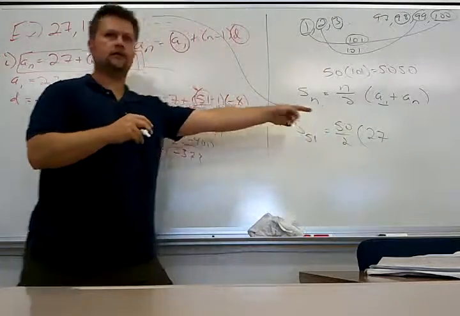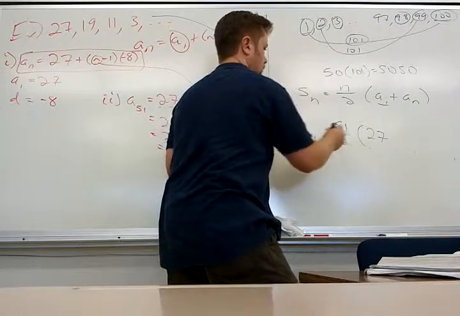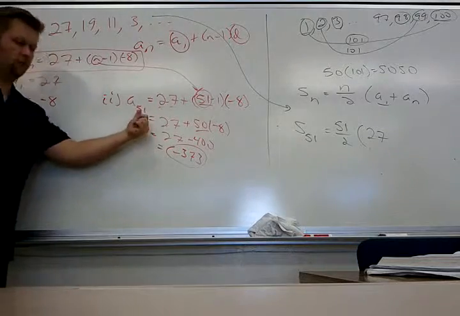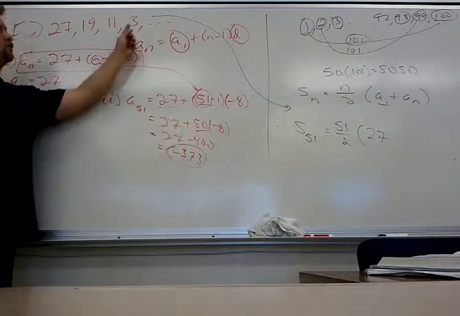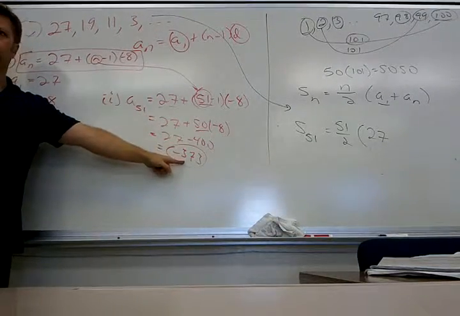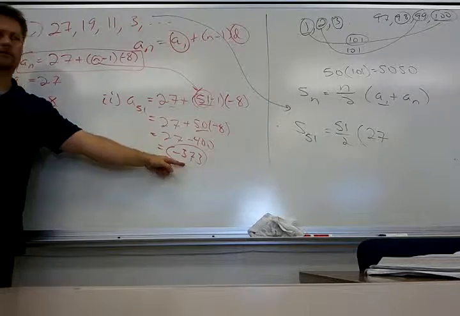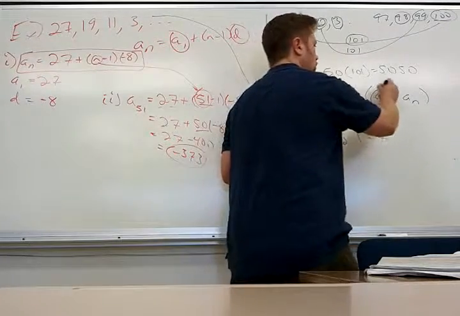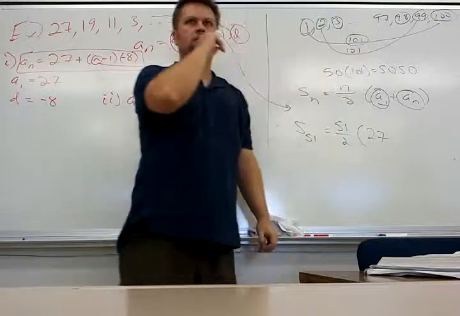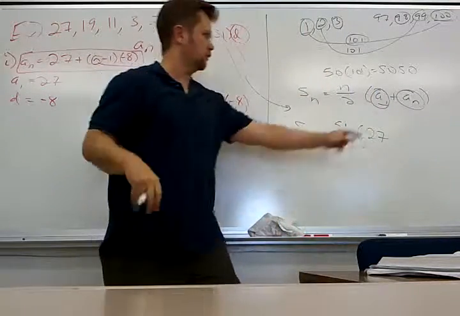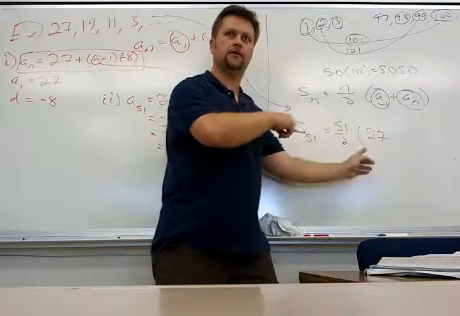You guys see what I need next, though? Let's do 51. Is that cool? Because we actually already did the work here. What's the 51st term? It's negative 373. What does this formula need? The first term plus the last term. So it's a two-step process. You actually have to first find the last term, and then you can plug it into this equation.